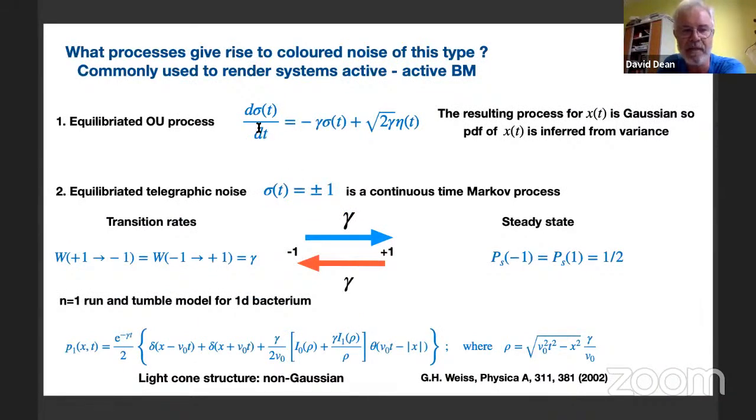If I look at this process here, d sigma by dt equals minus gamma sigma, and I have this white noise here, this gives me the Gaussian, this is still Gaussian. This is what we call the Ornstein-Uhlenbeck process. But let's have a look at this other process here.